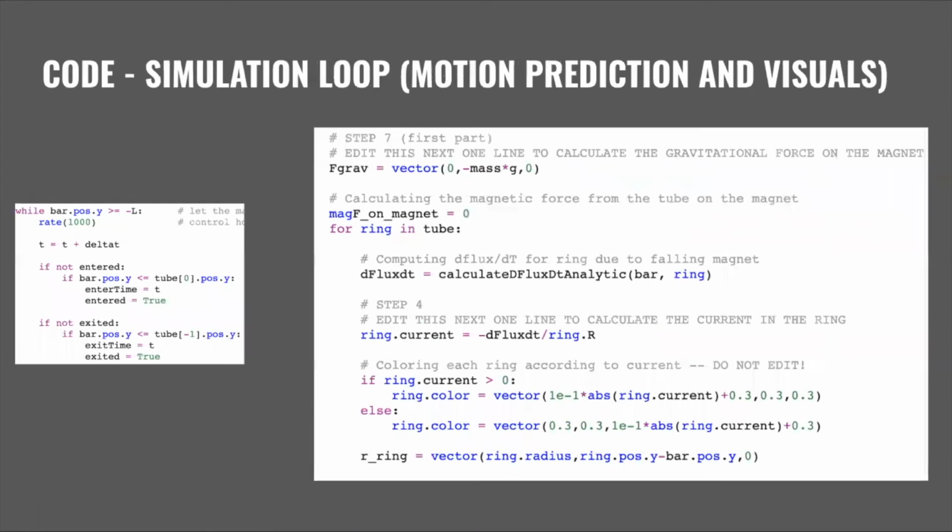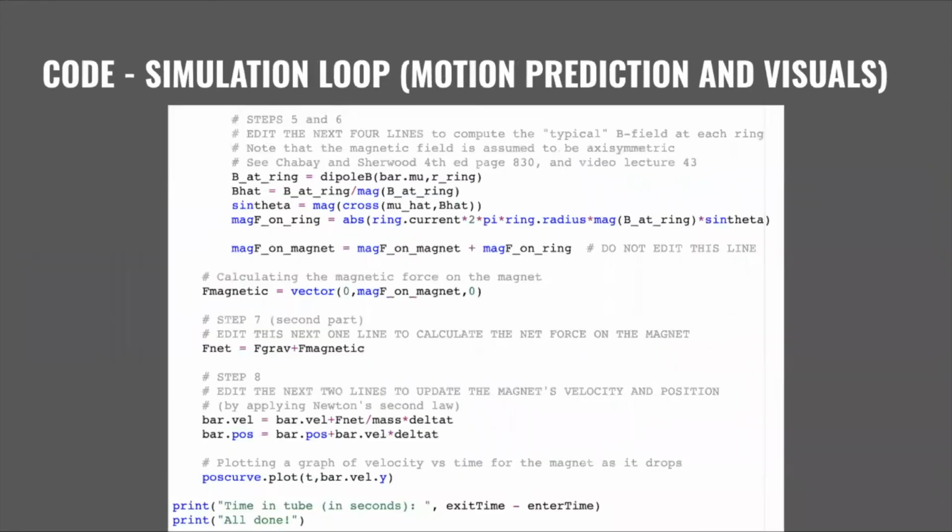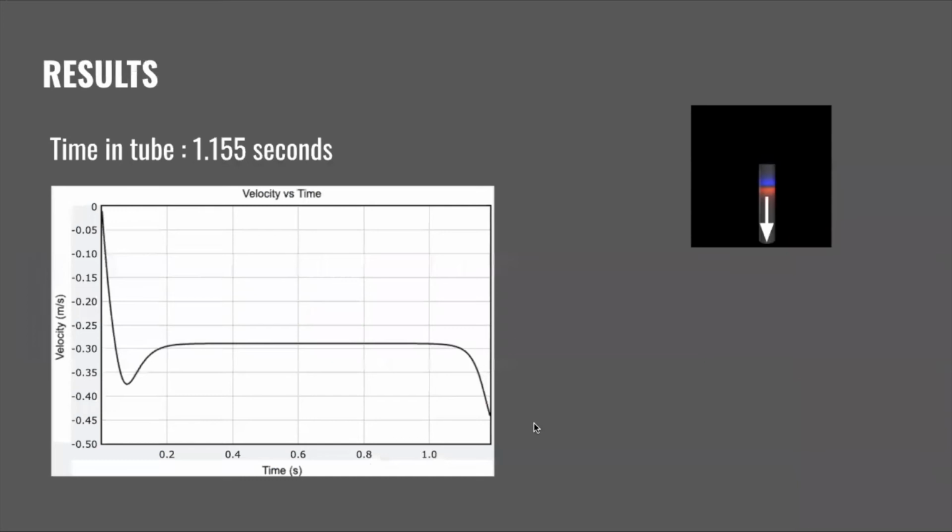And then we create the simulation loop, which predicts the motion and creates the visuals. And here's where we see that F net is equal to gravitational force plus magnetic force. And we continue to update the bar magnet's velocity and position iteratively, which gives the following visual. As we can see, this is falling in the tube. And the time measured in the computational model is 1.155 seconds. And this is a graph.